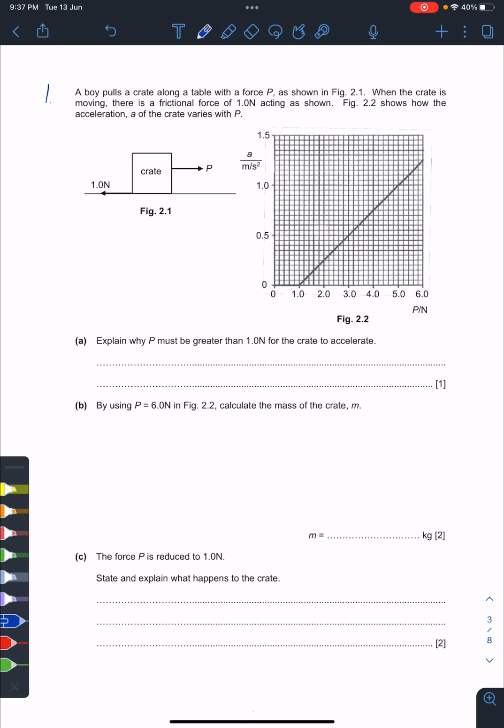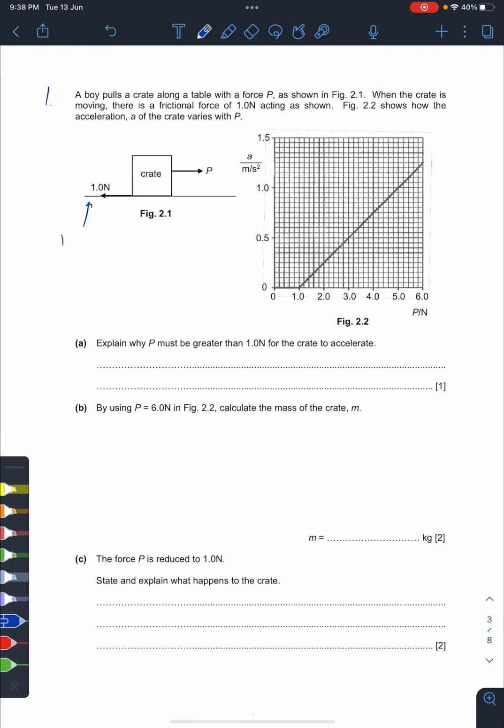So, explain why P must be greater than 1 Newton for the crate to accelerate. Why is that so? So let's think about it. Well, what we can see here is this. Friction is 1 Newton to the left.